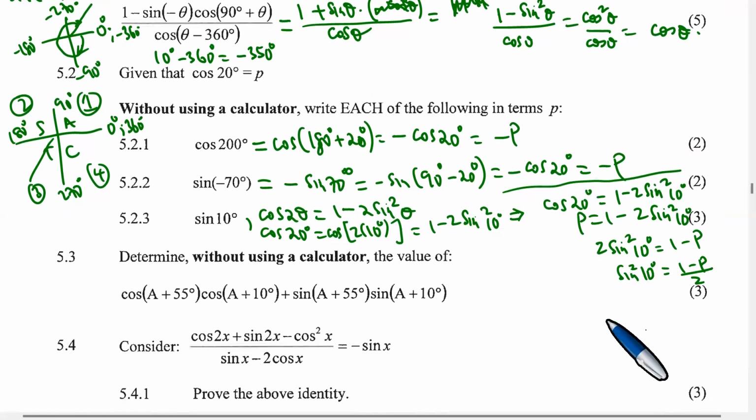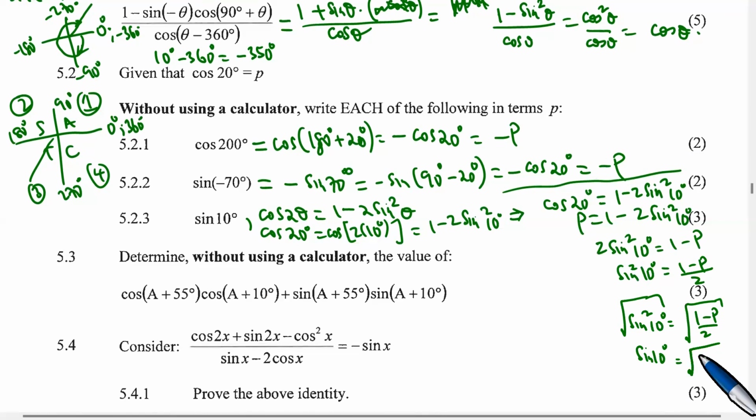So when you have the sine squared, then you can take the square root on the left, which is sine squared 10 degrees, and the square root on the right, which is 1 minus P over 2, which means the sine of 10 is the square root of 1 minus P over 2. So that is the answer. But so we continue.